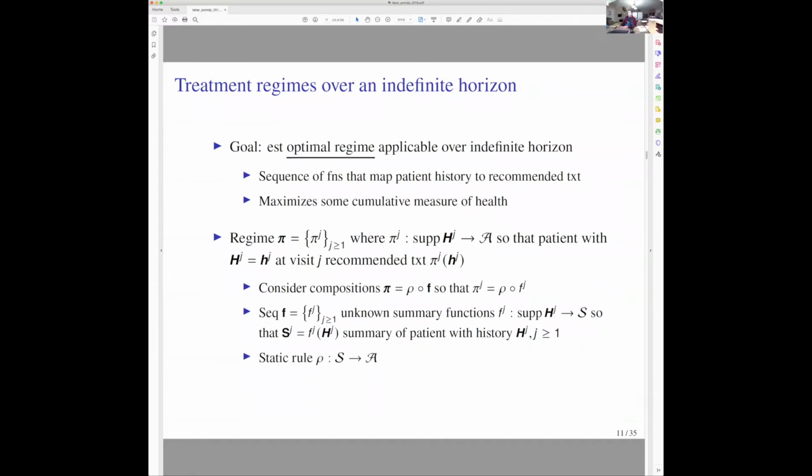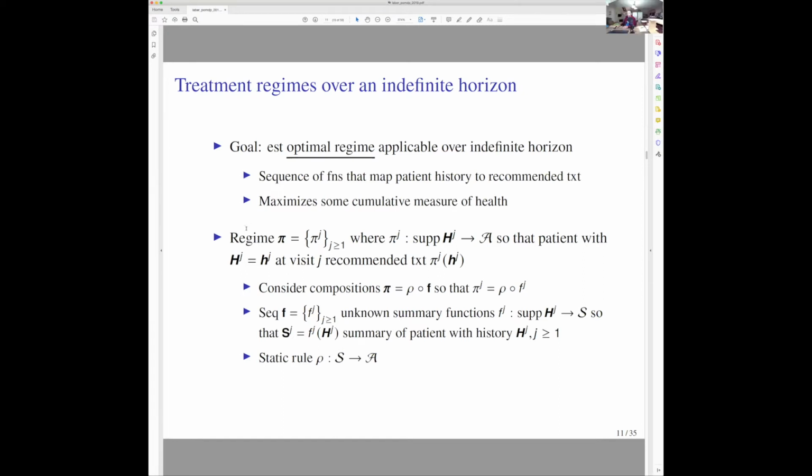Okay, so the goal is to estimate an optimal regime that we can apply over an indefinite horizon, meaning that we can apply it over a longer horizon than the data were collected. What that means is we're going to need something that is stationary, or at least can extrapolate beyond the window over which we observe patients. This will be formalized as a sequence of functions that map patient history to recommended treatment and maximize some cumulative measure of health.